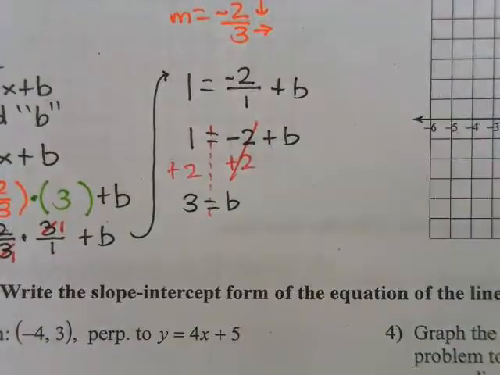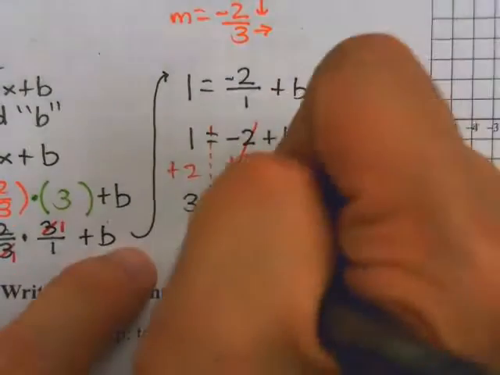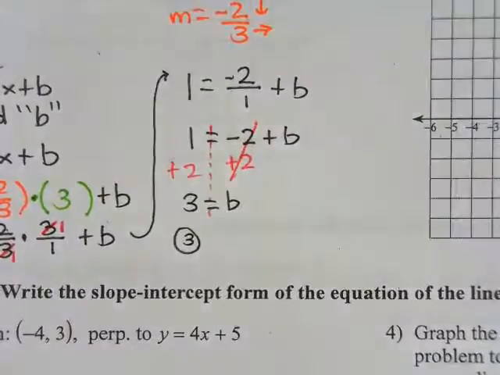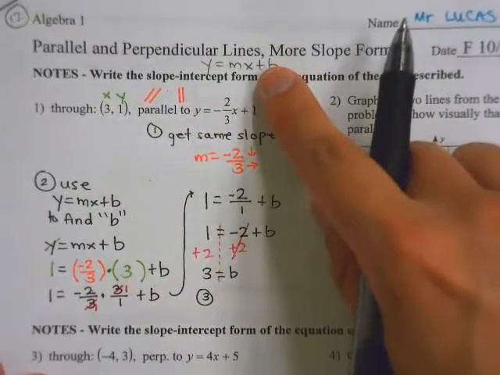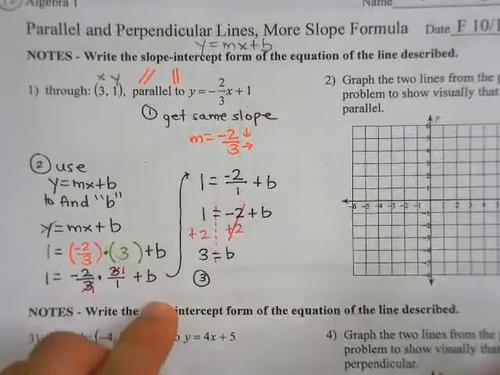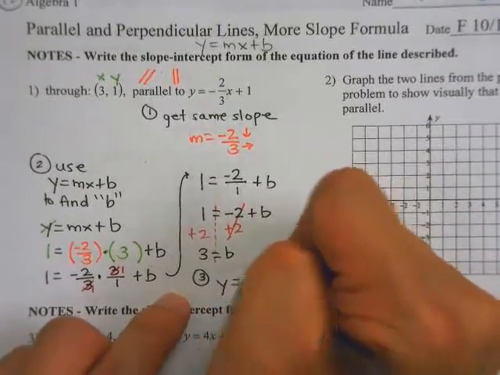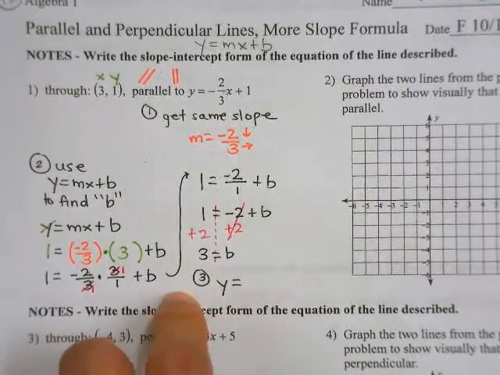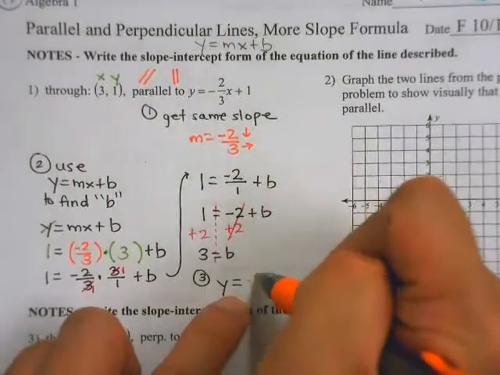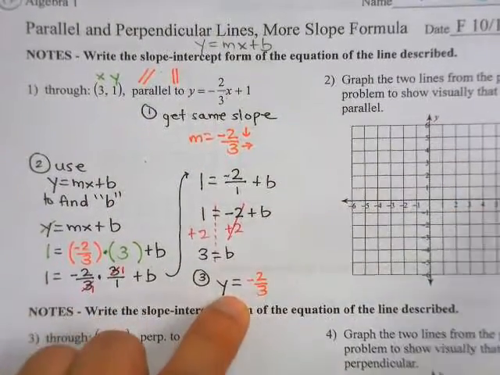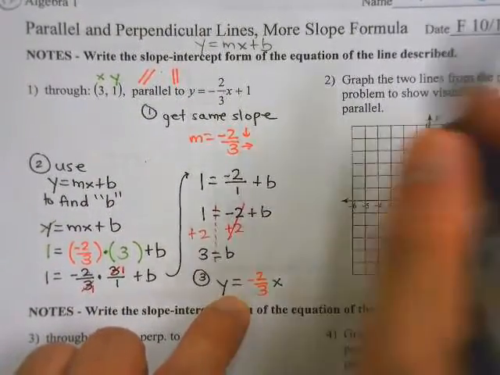Students, some students actually stop over here, but are we actually done? We're not done. We need to do a step 3, and that should be our last step. Remember, our final answer needs to be here, y equals mx plus b. So we have our new equation. You guys tell me what to write. Y equals negative 2 over 3x plus 3.